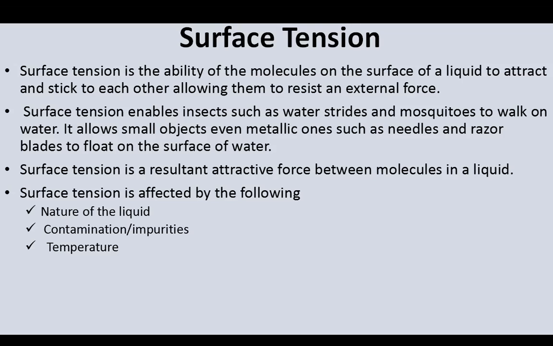The other factor that can affect this is contamination or impurities. Contamination or impurities are substances that can alter the properties of the molecules of a liquid, such that it can lead to the hindering of the surface tension. And the third one is temperature. A liquid can have different surface tension at various temperatures. So temperature also affects the surface tension in a liquid.